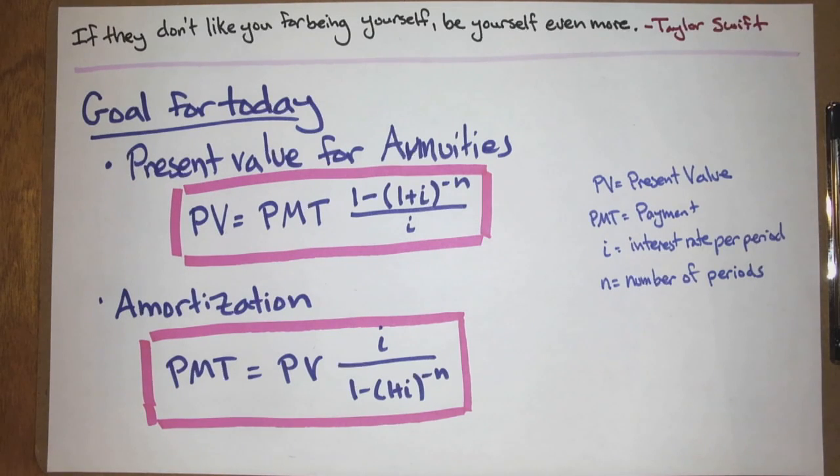I thought I'd pull out a quote here. This is from Taylor Swift. This is her math era, I guess. And if they don't like you for being yourself, be yourself even more. You don't have to make that many compromises to succeed. It's okay to be an individual. And so we like you for who you are. But please do study.